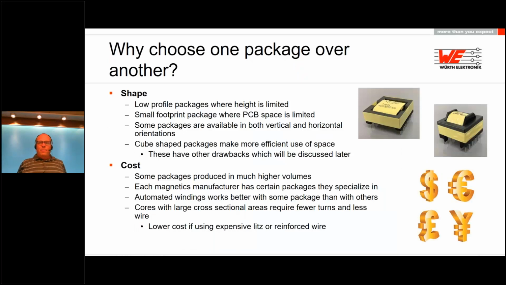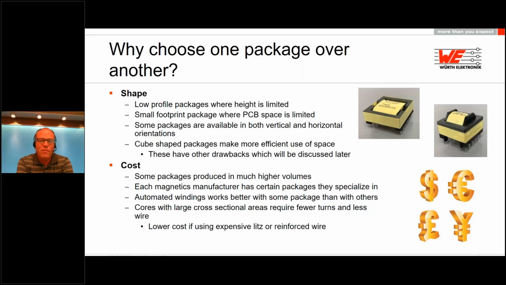All right. So what drives a decision to pick one package over all the others? The most important characteristic, I'd say, is the shape. Do you need a low profile package where space is limited? Or do you have a densely packed PC board and need a transformer with a small footprint? Even within a given core shape, the package form factor can be greatly influenced by bobbin choice, with many being available as either horizontal or vertical orientation. And we'll talk more about that shortly.